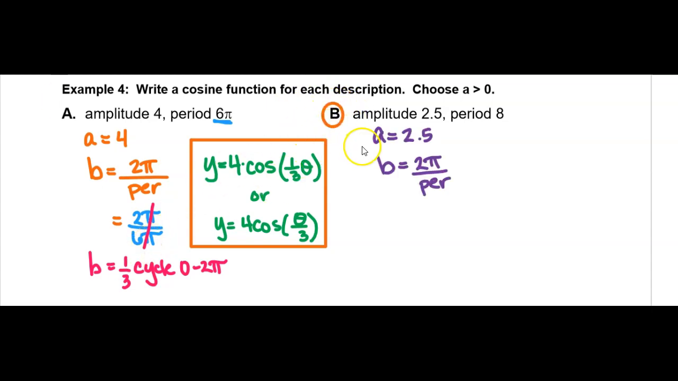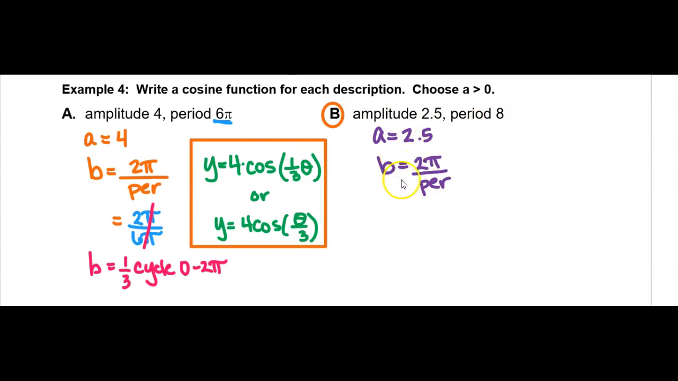Okay, so let's take a look at how you did here. So our amplitude is 2.5. So that means our A value is 2.5. It could also be a negative 2.5. But again, they're asking us to make an A value that is greater than 0. So we have A. And then they're giving us a period of 8 radians.